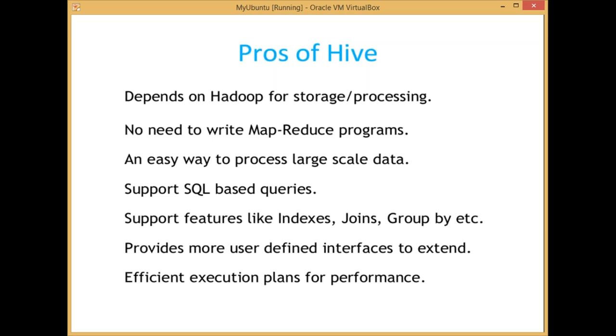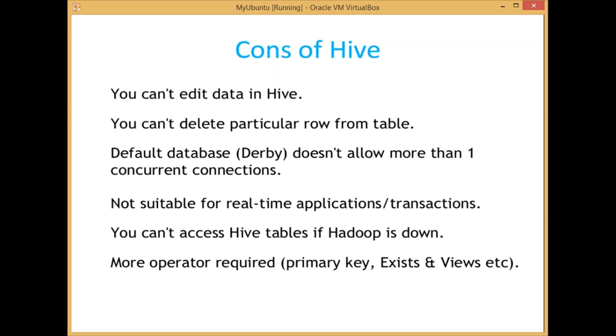So these are the benefits of using Hive. Let's move to the next slide. The next is cons of Hive. What are the limitations? What are the disadvantages of Hive?